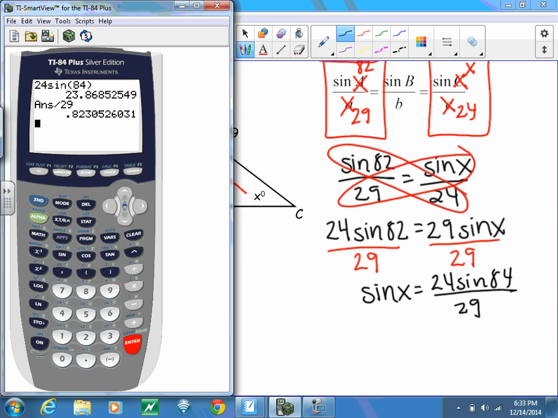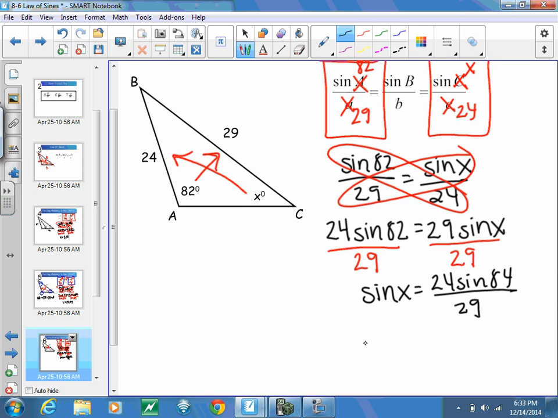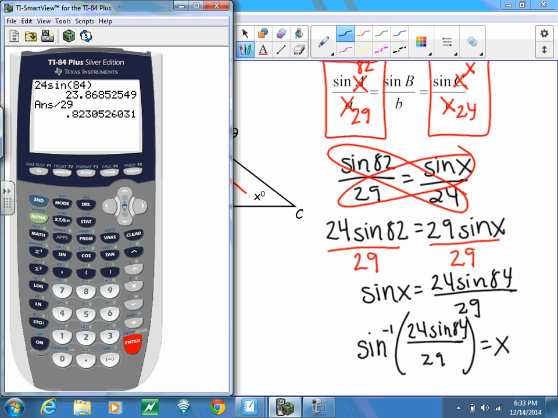Now this decimal is not what our angle is. Remember that when we find angles, this is where we're going to use our inverse sine. So I'm going to take the inverse sine of this answer that I just plugged into our calculator, and what that's going to do is end up giving us our angle for x. So I'm going to hit second sine. There's my inverse. I'm going to grab the previous answer that my calculator had, and then I'm going to hit enter, and I get 55.4 degrees.